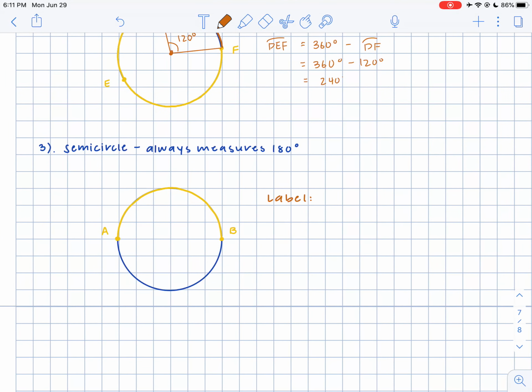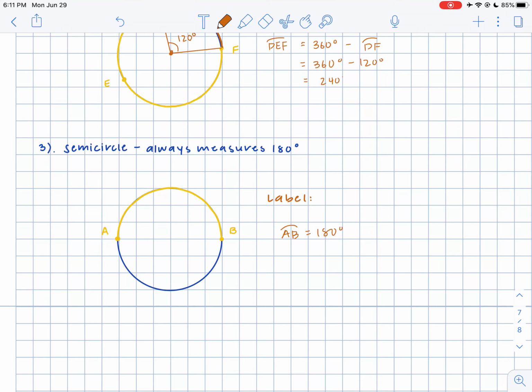Okay? Now a semicircle, we said it was always half the circumference, no more, no less. And how many degrees are in a circle? 360, so it should make sense that a semicircle always measures 180. So how do we label this? Arc AB equals 180.